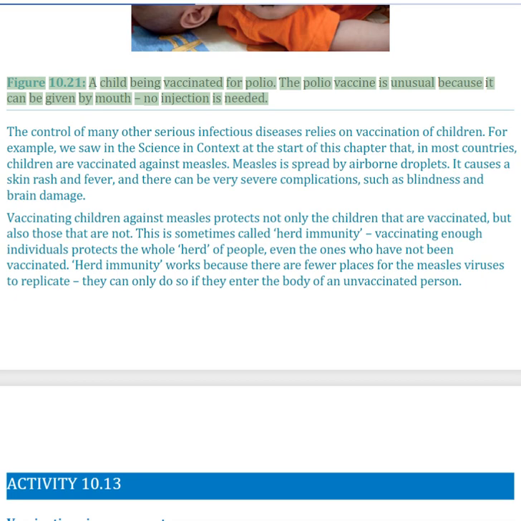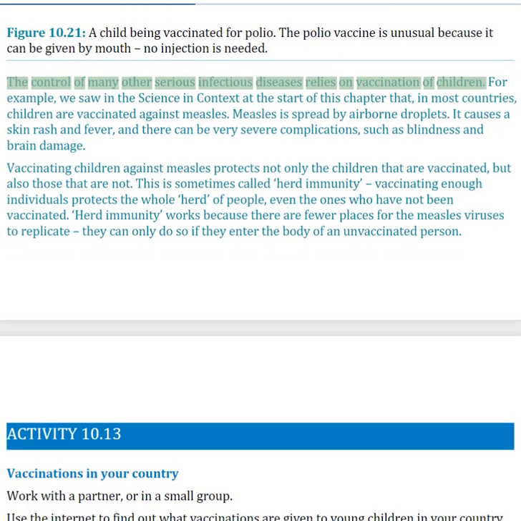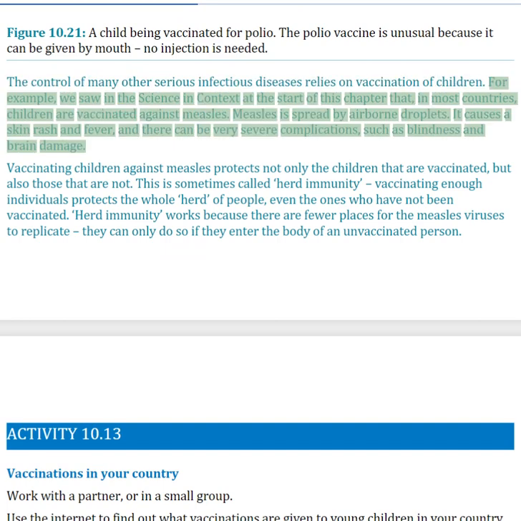The polio vaccine is unusual because it can be given by mouth. No injection is needed. The control of many other serious infectious diseases relies on vaccination of children. For example, we saw in the science in context at the start of this chapter that, in most countries, children are vaccinated against measles. Measles is spread by airborne droplets. It causes a skin rash and fever, and there can be very severe complications, such as blindness and brain damage.